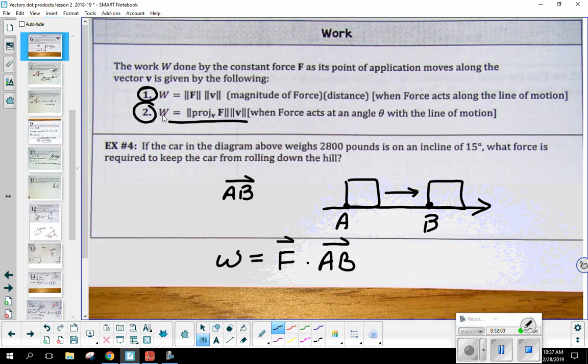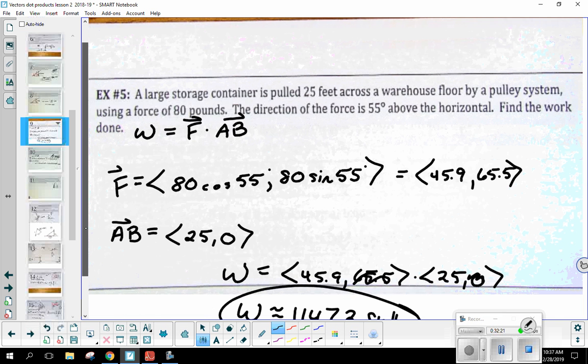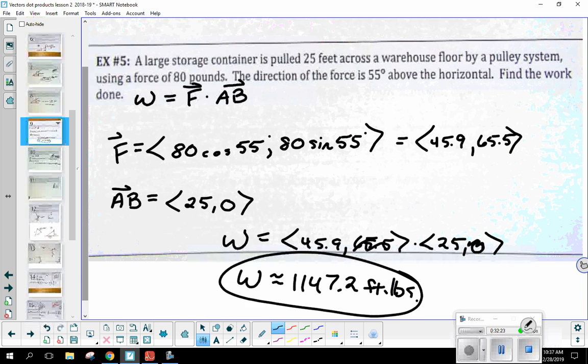I'm actually going to show you how the projection formula can give me the same answer. And if you like it, you can go ahead and use it. But again, I recommend just do what we did yesterday. Well, the only problem we did together was this one right here, where we had a pulley system. We were trying to pull a container across the floor.